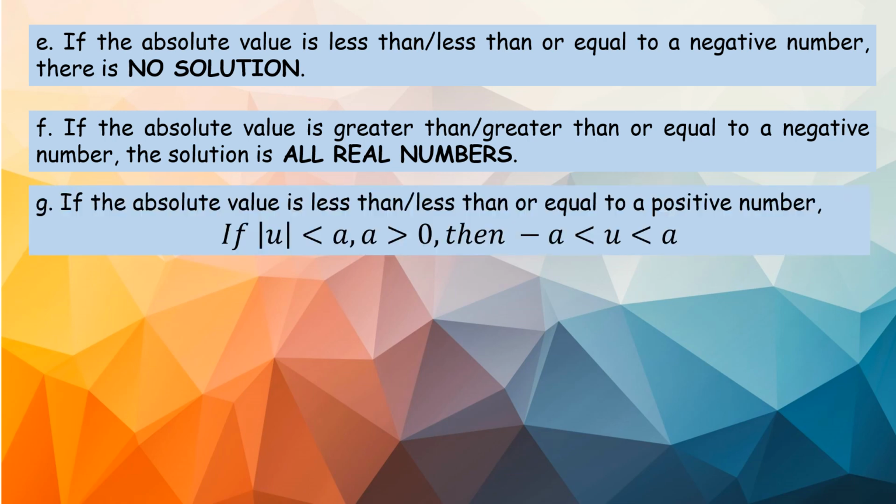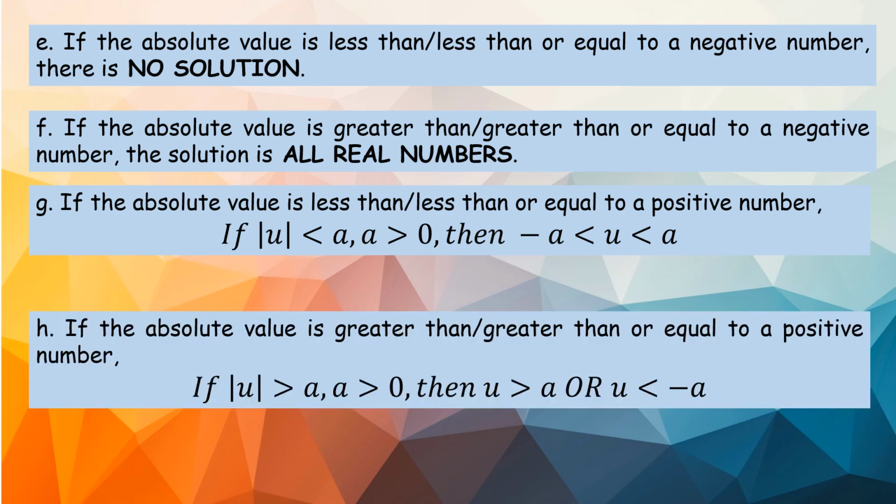Then the seventh rule, or rule G: if the absolute value is less than a positive number. So if we have absolute value of u, if it's less than a and your a is greater than 0, meaning positive, then the solution of your inequality is that u is greater than negative a but less than a. We'll have examples of this later.